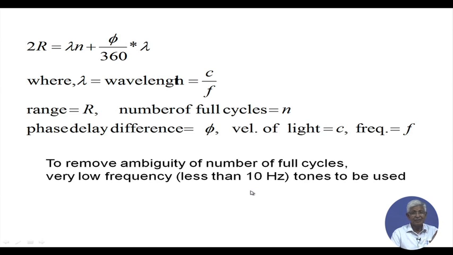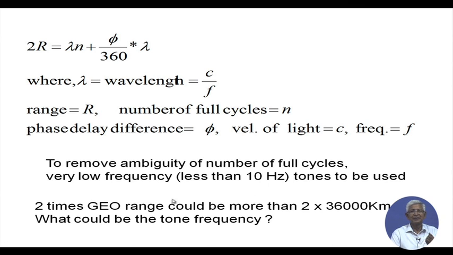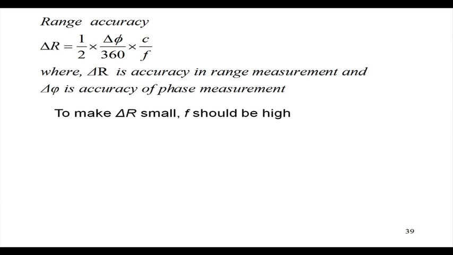You can calculate it in the case of 2 times the GEO range, which is 36,000 kilometers times 2. What could be the tone frequency? It will be less than 10 hertz, of the order of 4 hertz or so. So it's a very small thing.